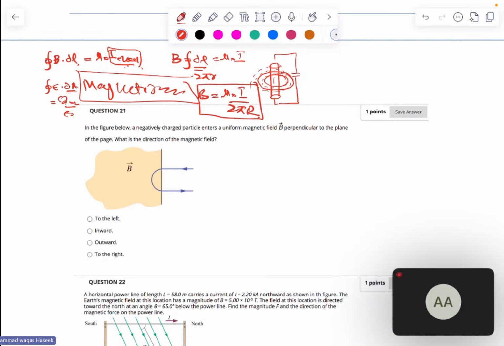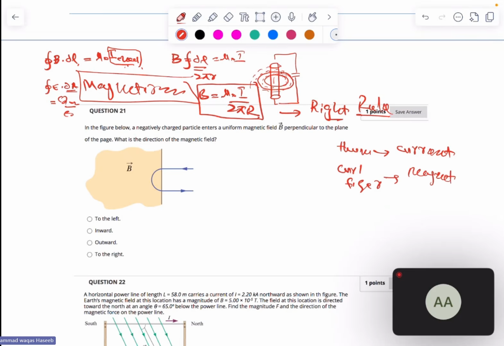Okay, so how do we find the direction of the magnetic field? It is your right hand rule. That's very important. Your thumb will always give the direction of the current. Curl your fingers in the direction of the magnetic field. So the curled fingers give the magnetic field, and your palm will always give you the force.